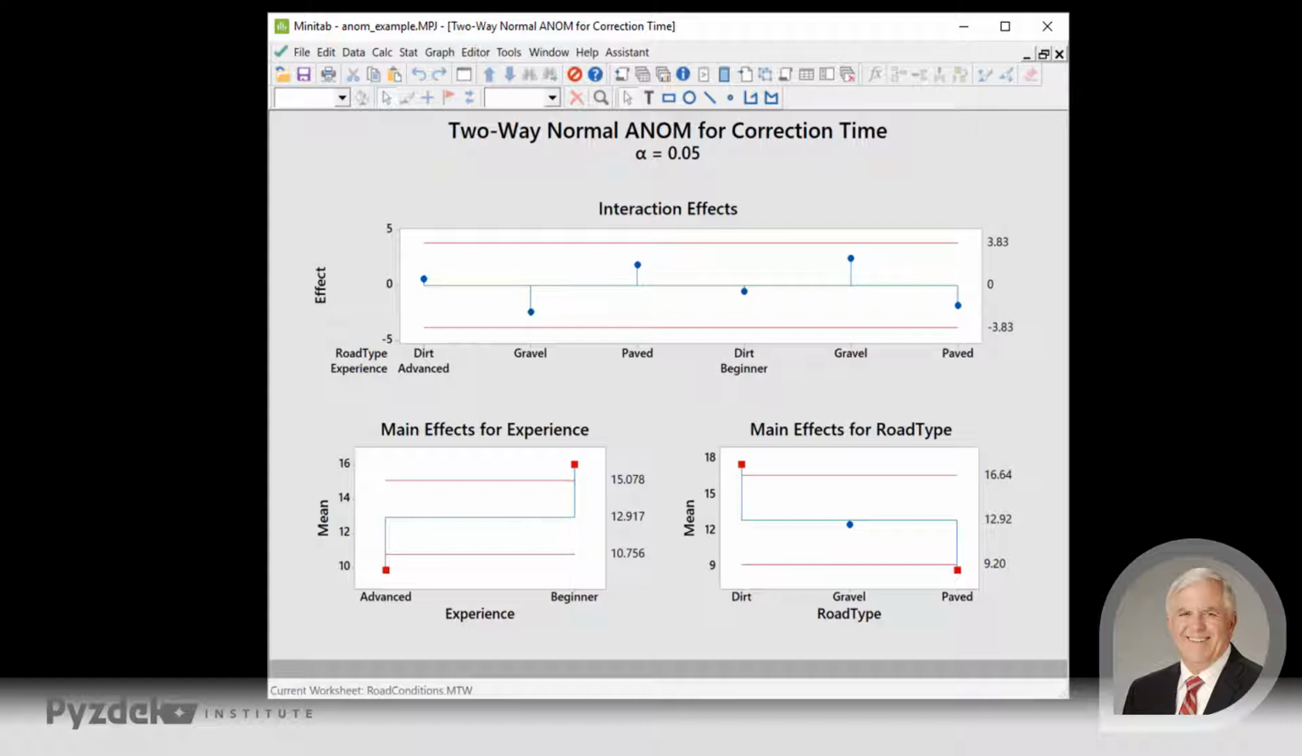Looking at the lower right chart, main effects for road type, we see that the dirt correction time is significantly higher than the overall mean. The paved correction time is significantly lower, and the gravel is intermediate between those two. So both main effects are statistically significant, but the interaction between them is not.